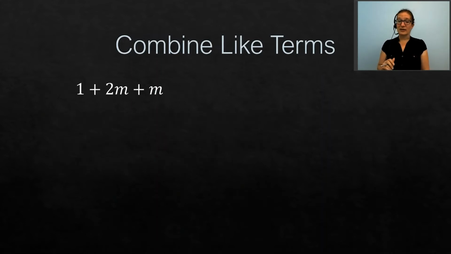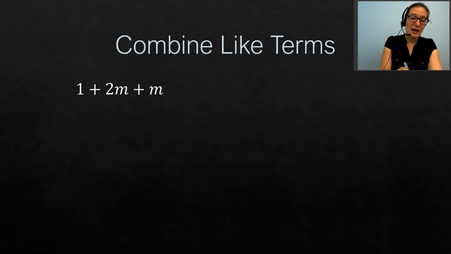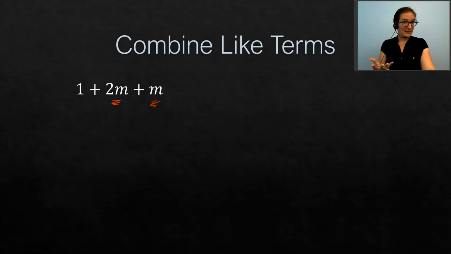So let's take a look at this first example. I have 1 plus 2m plus m, and we're going to look for like terms. I see that I have an m here and an m here, same letter, same exponent. So that means that these are like terms and I can go ahead and add them together. But how do I add just m to 2m?